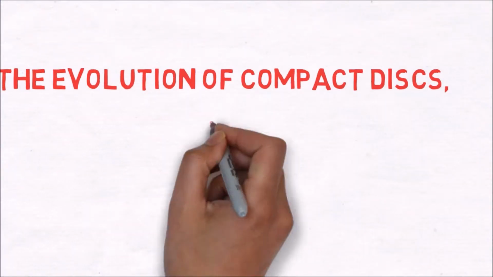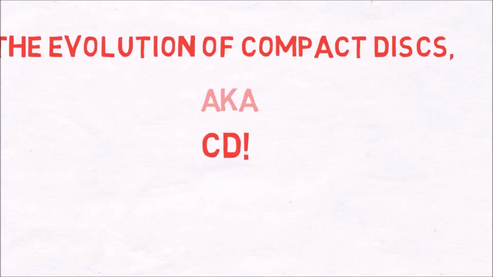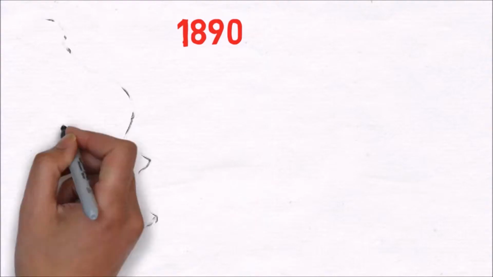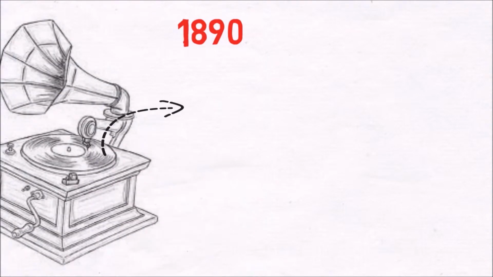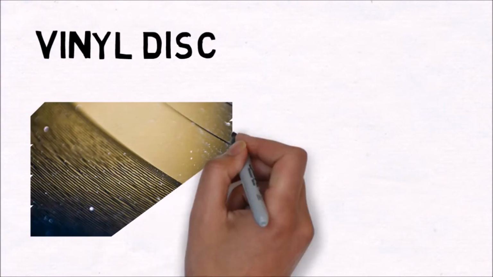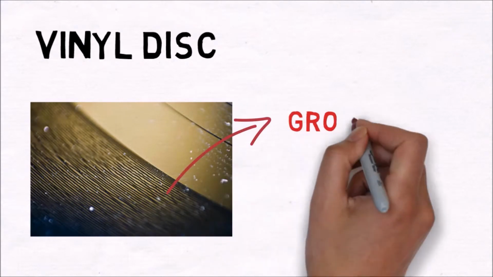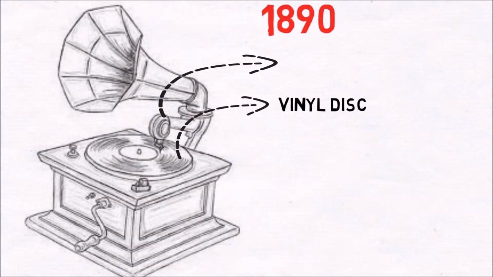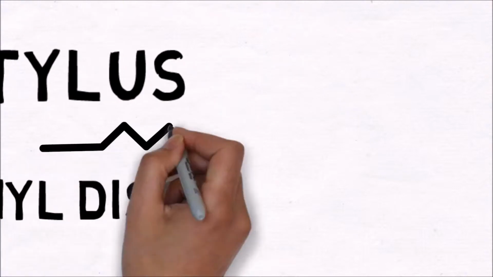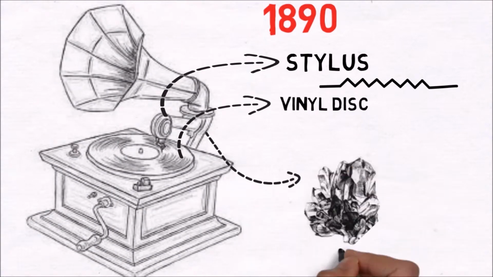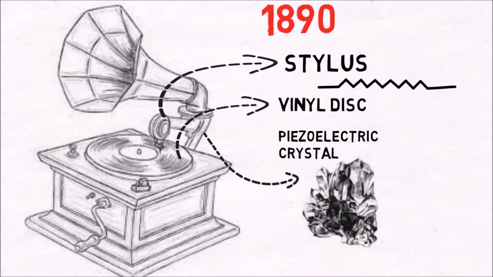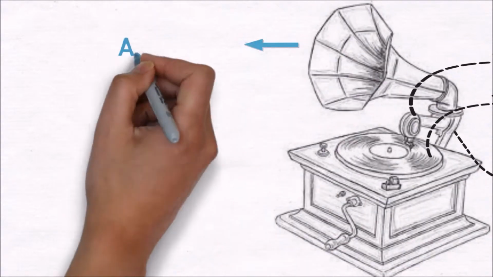In this video, we are going to look at the evolution of compact discs. In the 1890s, music was played through the gramophone using a vinyl disc. The vinyl disc contains multiple grooves engraved from outside to inside. As the disc is spun, the grooves will cause the stylus to vibrate. These vibrations will cause the piezoelectric crystal to generate electric signals, which is then played by the amplifier.